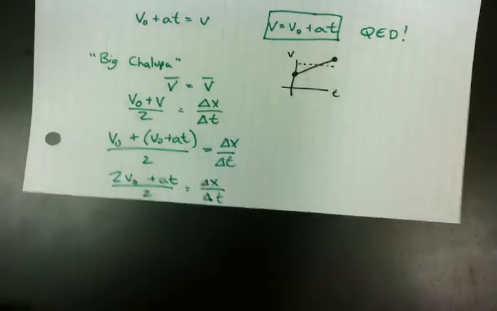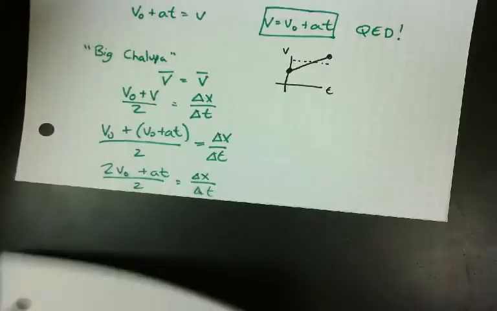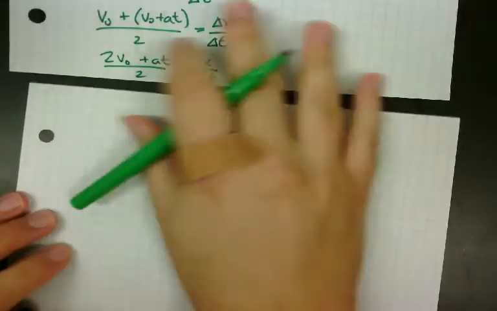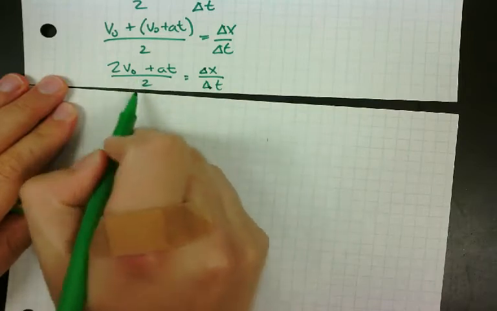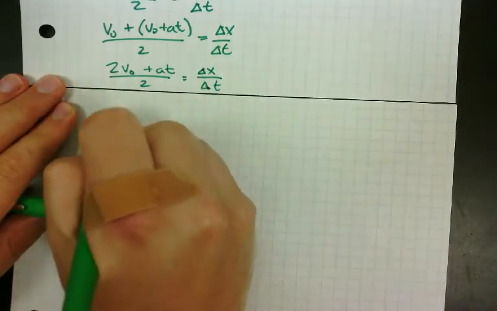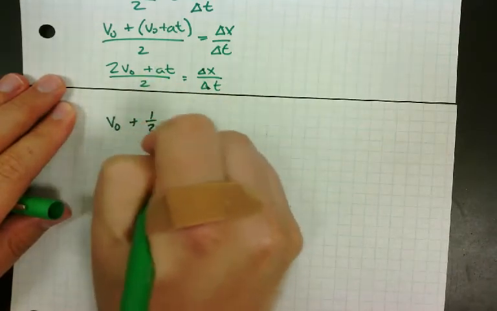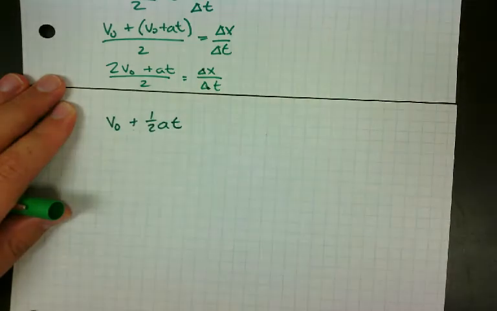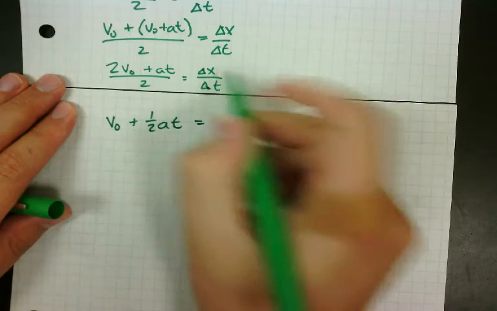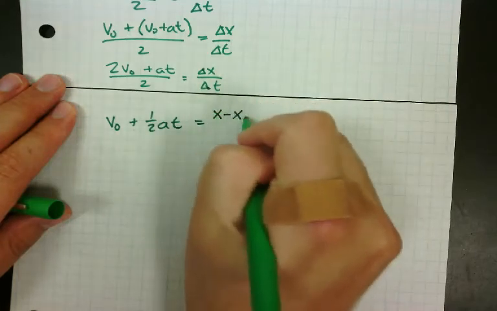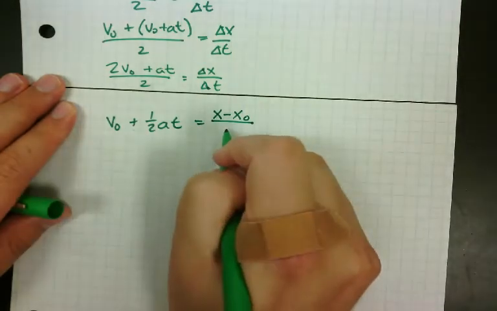I'm just going to grab a separate sheet of paper here. And then I'm going to carry this 2 over to each term, right? So 2 V naught divided by 2 is V naught, and then AT divided by 2 is 1/2 AT. Okay. Now I've got to finish this out on this side of the equation. I'm going to say delta x is like saying x minus x naught. And again, I said that if I start at t equal to 0, I can say that my delta t is equal to t.